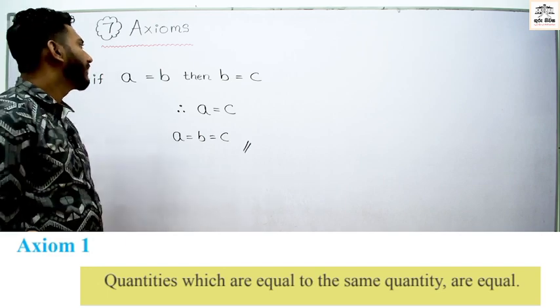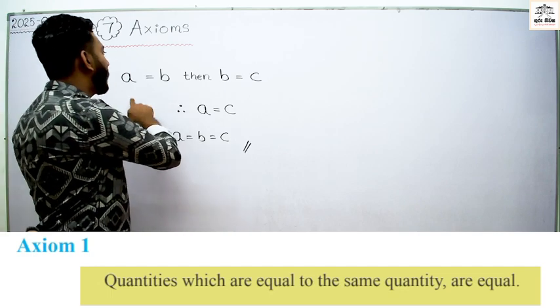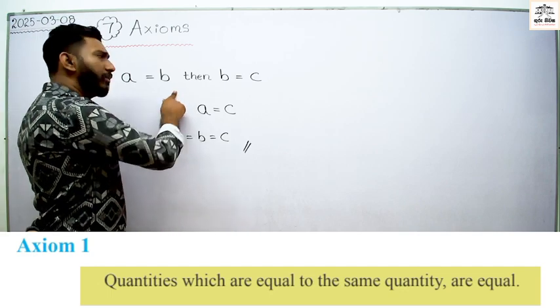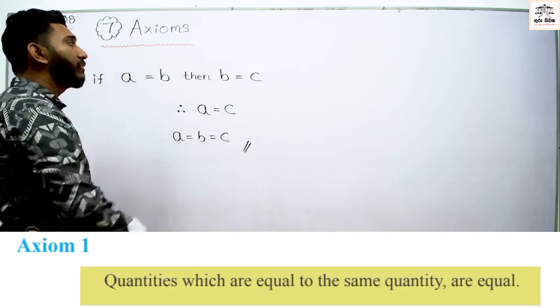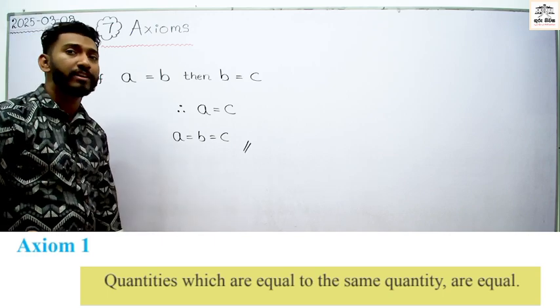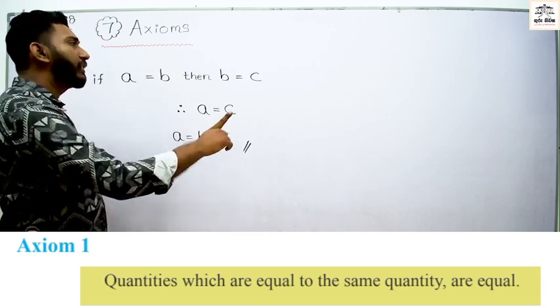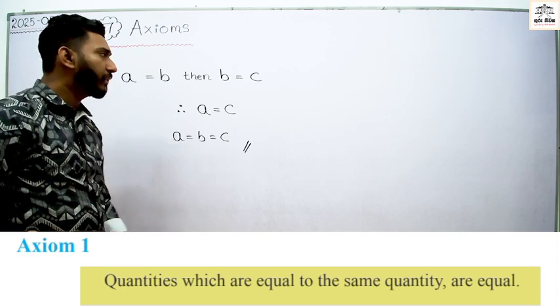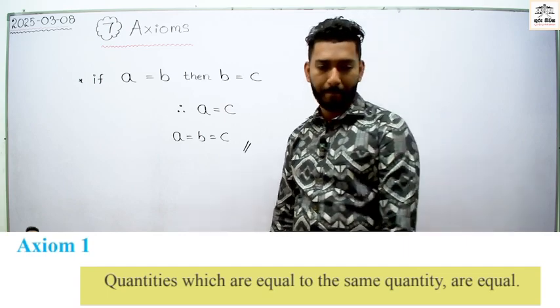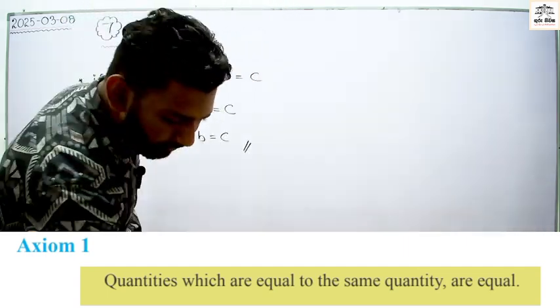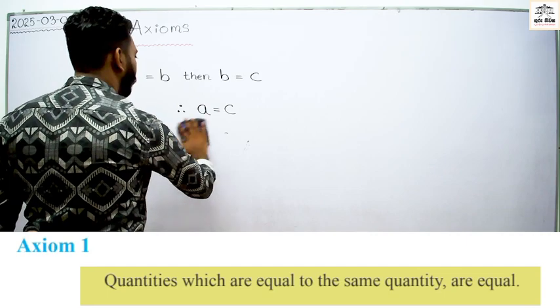Both are equal. A equals B. Then B equals C. Then A equals C. Automatically A equals C. That means that three things are equal together. A equals B equals C.